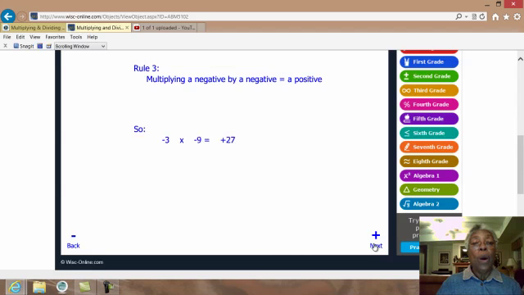Rule 3. Multiplying a negative by a negative equals a positive. So a negative 3 times a negative 9 equals a positive 27. A negative 3/10 times a negative 1.7 equals a positive 0.51. A negative 1/5 times a negative 2/7 equals a positive 2/35.